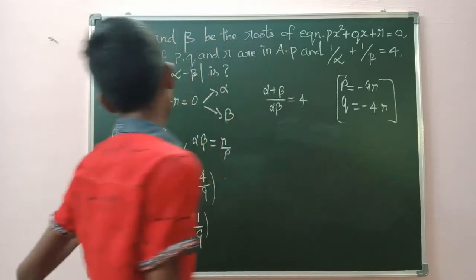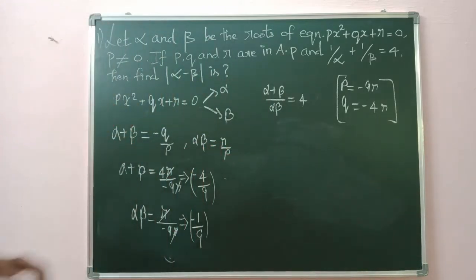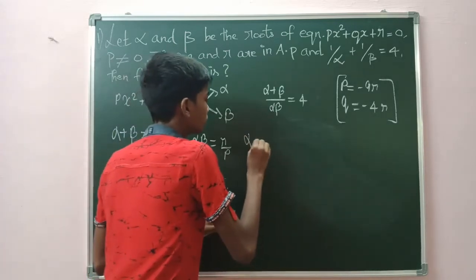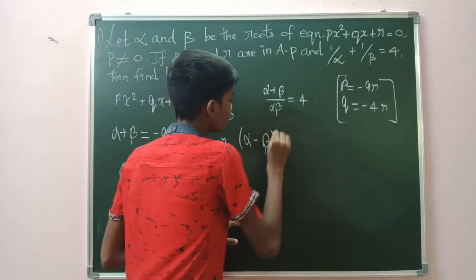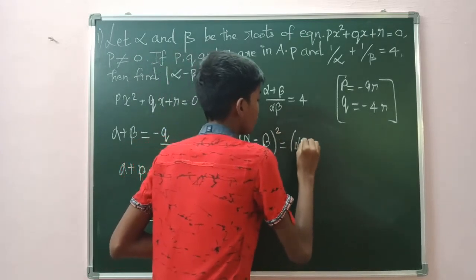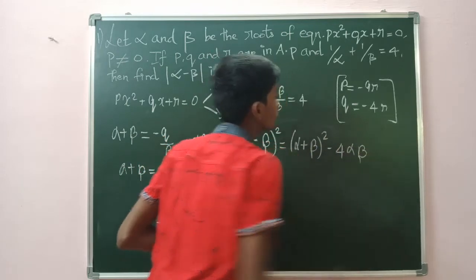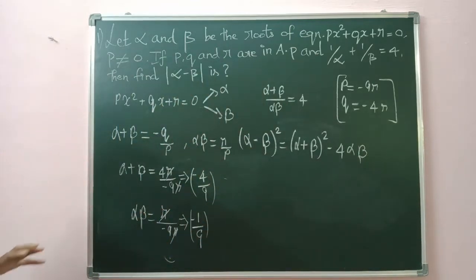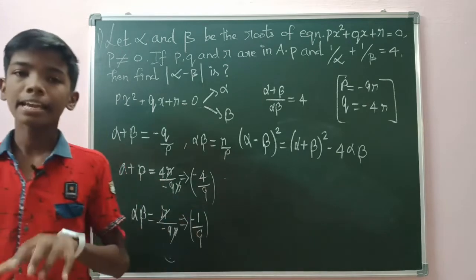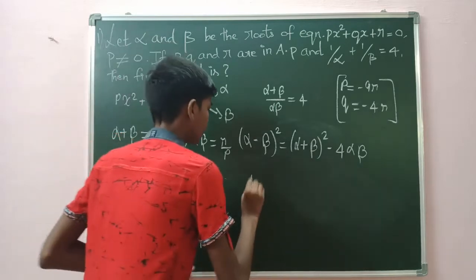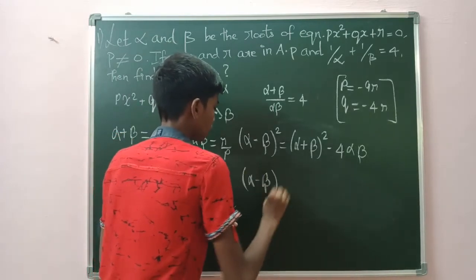Now let me find out alpha minus beta. They are asking the modulus of alpha minus beta. But before finding alpha minus beta, you should know the methodology to find that. The methodology is to find alpha minus beta whole square, because alpha minus beta whole square can be written as alpha plus beta whole square minus 4 alpha beta. This is one of the properties, and you learned this in your lower grades. It's a very good technique to solve the questions.